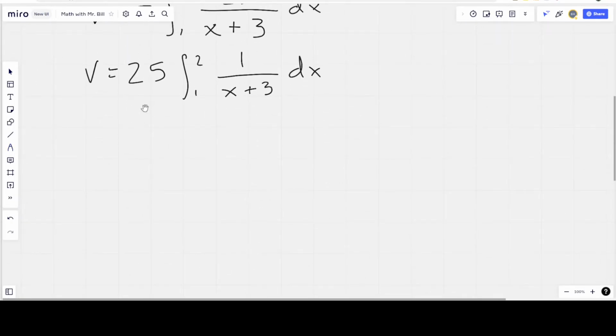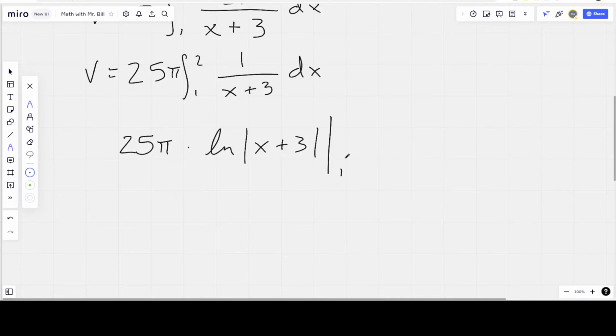Okay, so now we need to integrate that, and that should be fairly straightforward. The integral of 1 over any linear term is generally the natural log of that linear term, especially when you've got the linear term with a coefficient of 1. So this is 25, oops, I forgot the pi, 25 pi times the natural log of the absolute value of x plus 3. And then we'll evaluate that from 1 to 2.